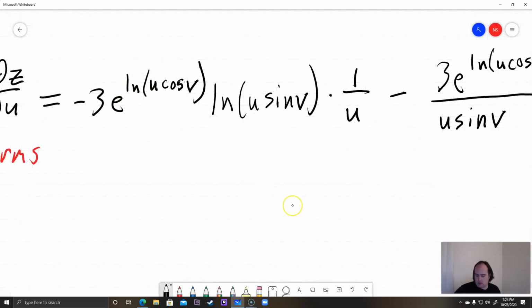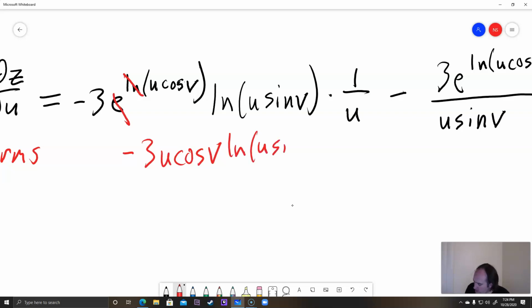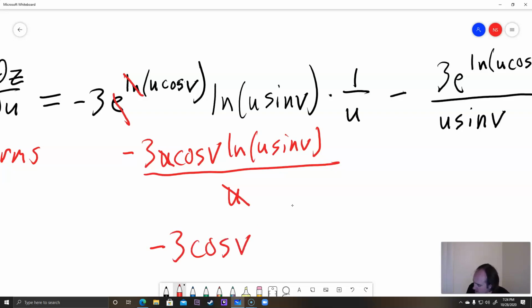So let's look over here. We know that e to the ln cancels out because they're inverses. So for this first one, we're actually going to have negative 3 u cosine of v times ln of u sine of v times 1 over u, so this is all over u. So I can cancel out those two u's. That's going to leave me, for my first term, negative 3 cosine of v times ln of u sine of v.